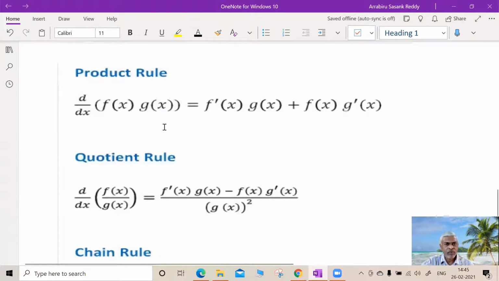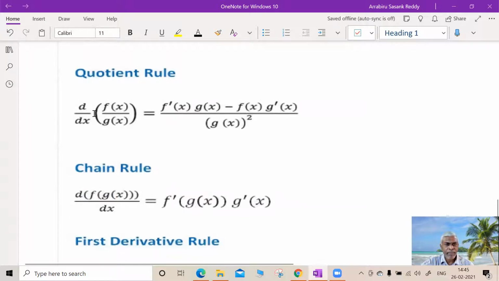The product rule: differentiation of product of two functions f of x, g of x is differentiation of first function into second function plus first function into differentiation of second function. F dash x g x plus f x g dash x. Here dash is differentiation. So f dash g plus f g dash.